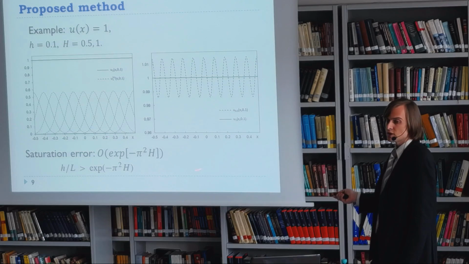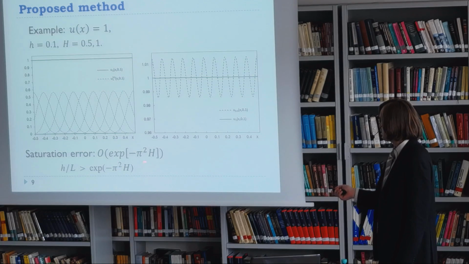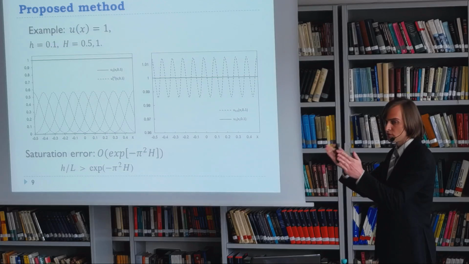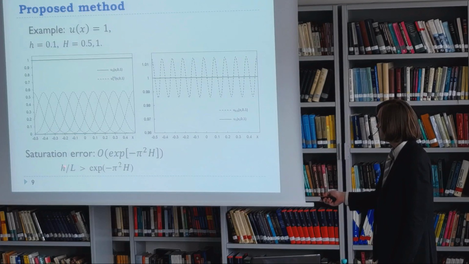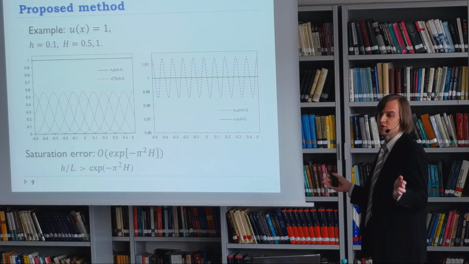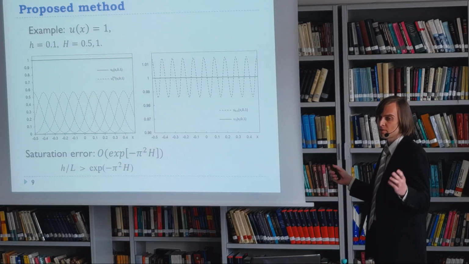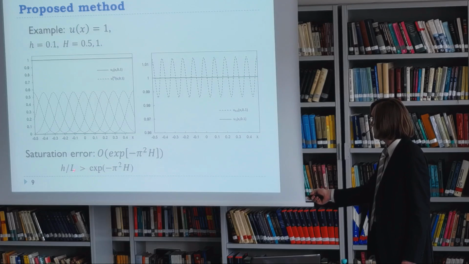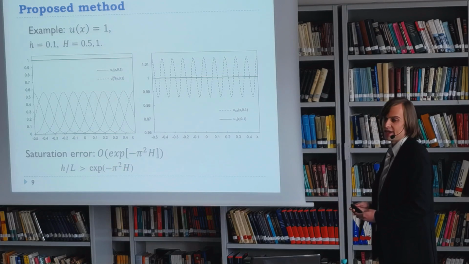How to avoid it? Well, Mazia proposed this factor, that our step of node grid h divided by some value L, which is the characteristic dimension of our body, should be bigger than this value, exponential minus pi squared multiplied by capital H.